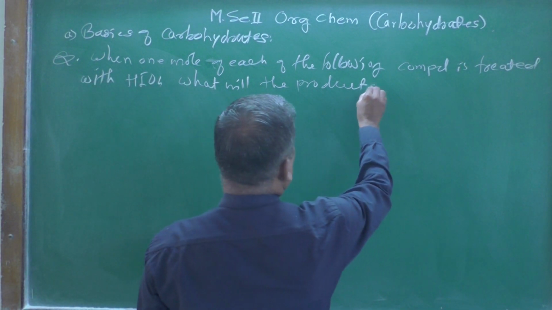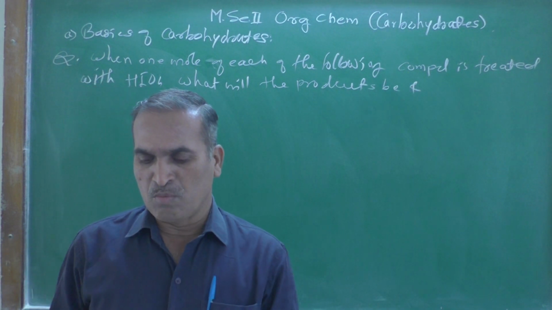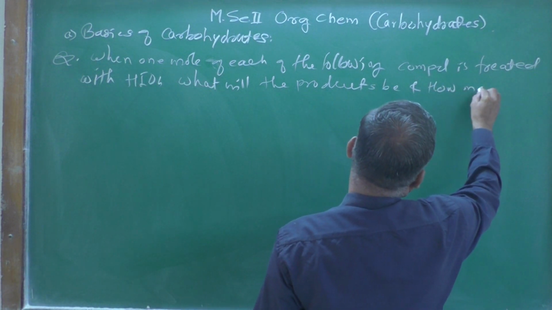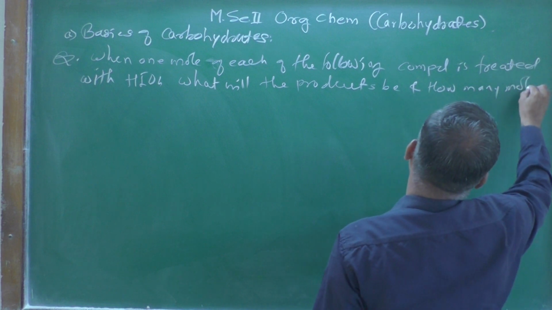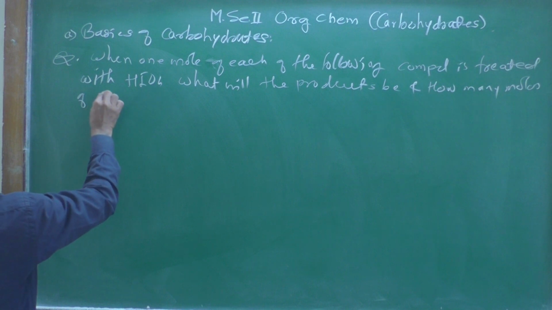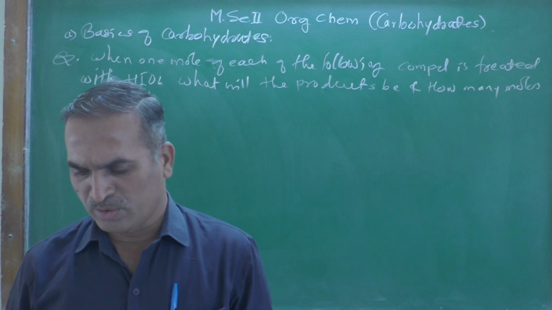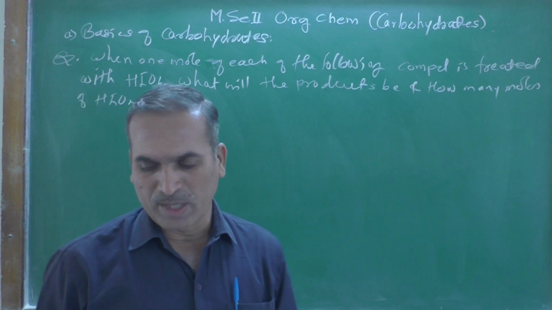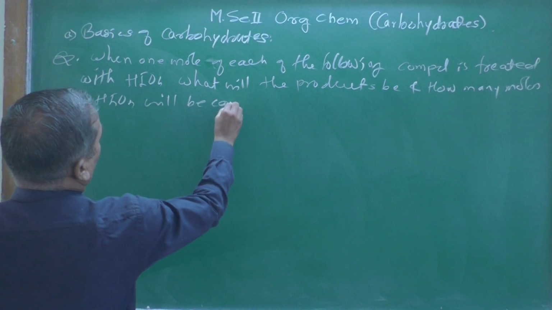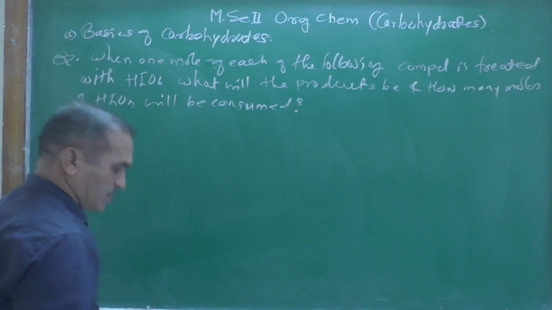What will be the products be? And how many moles of HIO4, meaning periodic acid, will be consumed? This is the question.